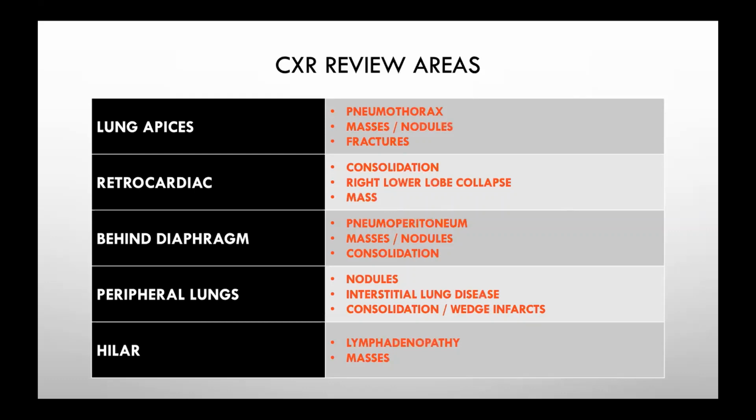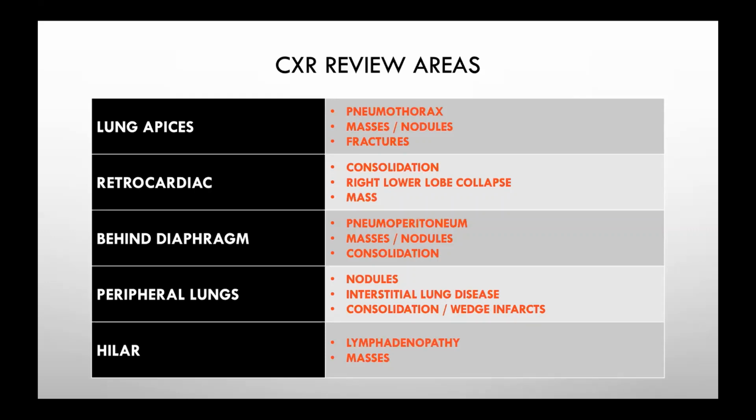So these are places which you've probably already been through, but it's important to go back because this is where things tend to hide. So your lung apices, look carefully for a subtle pneumothorax, masses, nodules, or fractures. Look very carefully behind the heart for masses, consolidation, or subtle left lower lobe collapse. Carefully look behind the diaphragm for similar pathologies.